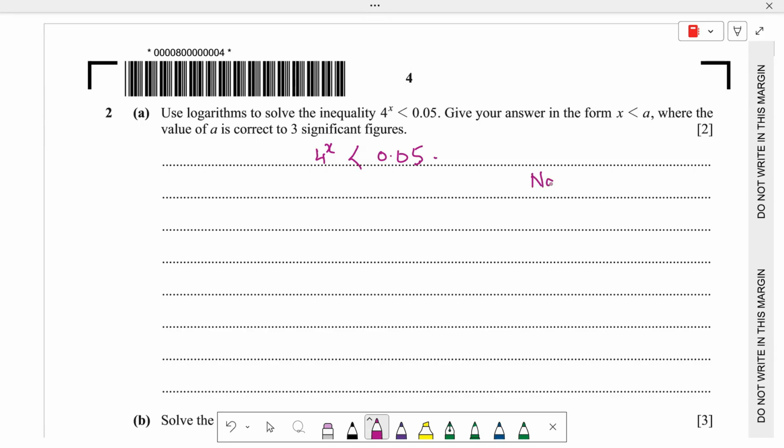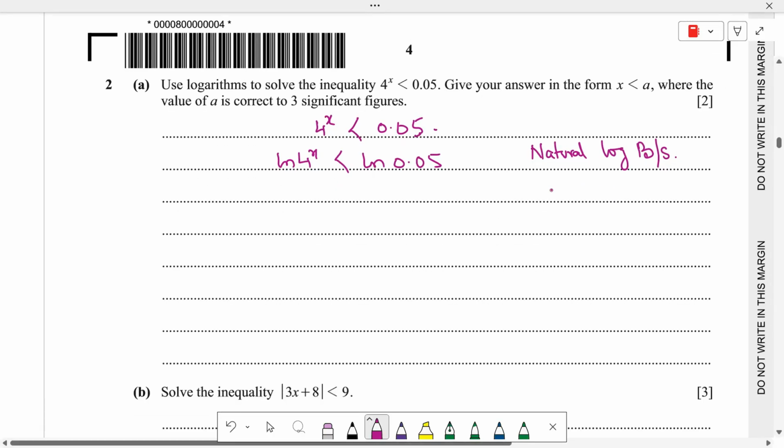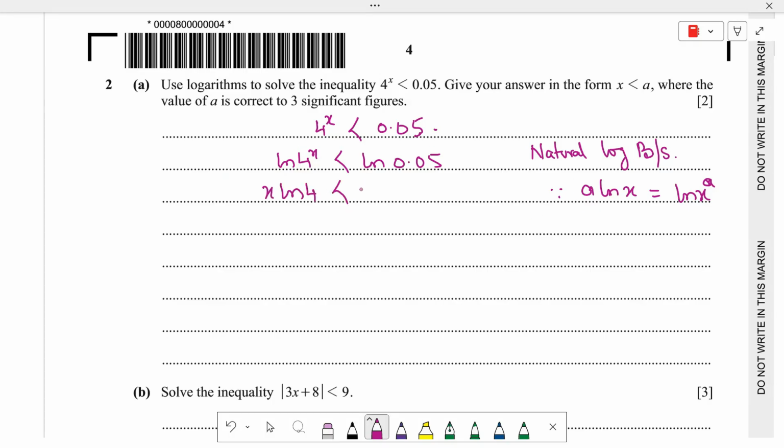Natural log both sides. So we will have ln 4 to the power of x less than ln 0.05, using the property ln x to the power of a equals a ln x. This x will be multiplied. So x ln 4 less than ln 0.05, and we need to find the value of x.